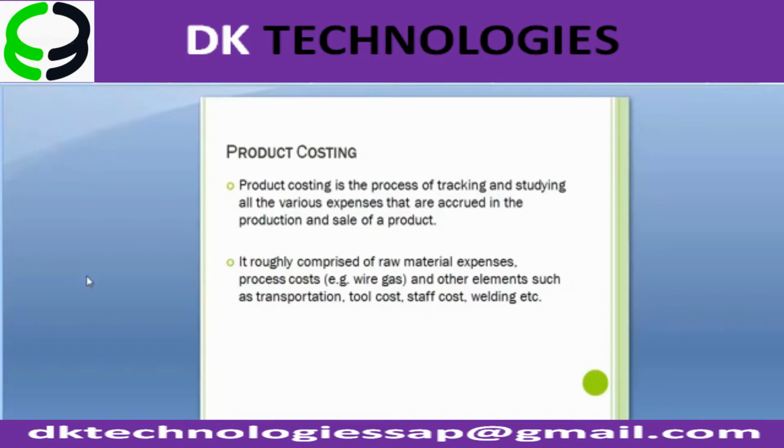So overall, product costing is basically used for costing a product. It includes all the manufacturing expenses, all the expenses which have been incurred on manufacturing of a product, so as to know what is the cost of a product manufactured.